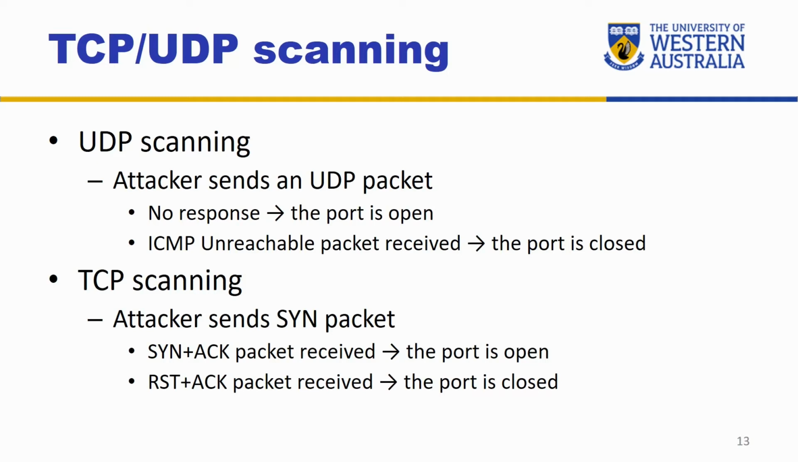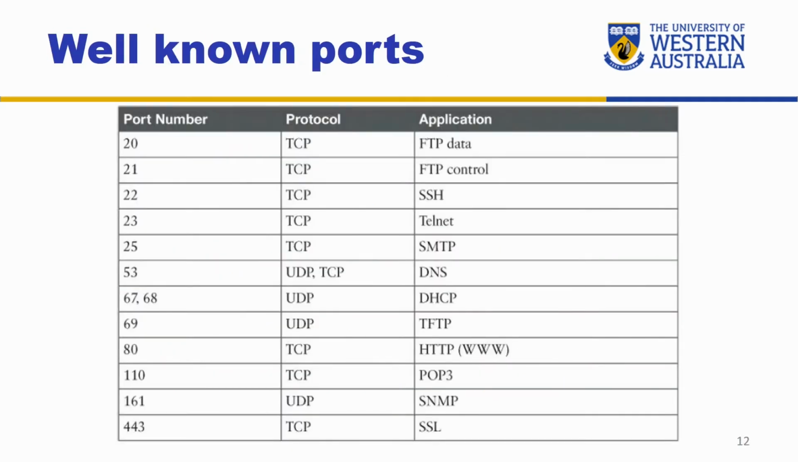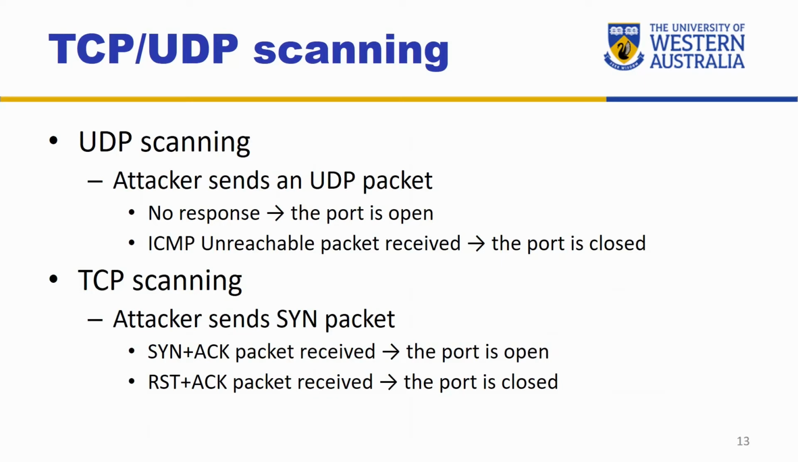So the UDP scanning can be quite easily done. And here you can see there are some UDP protocols being used for different ports. The DNS is, for example, 53, DHCP, TFTP, and also the SNMP. The TCP scanning is slightly different, and this is one way of doing it, but other ways of TCP scanning can be done. So let's have a look at this first.